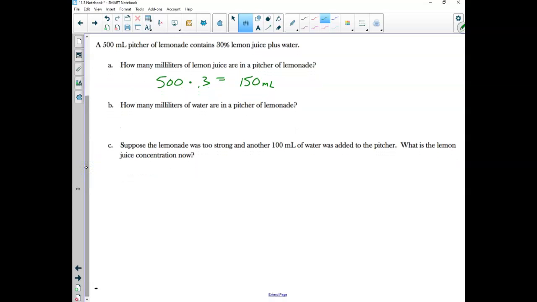And how many milliliters of water are in the pitcher of lemonade? Well, that's a pretty obvious question. If there's 500 milliliters total and I subtract the 150 milliliters of lemon juice, that only leaves me with 350 milliliters of water in there. Okay, suppose the lemonade was too strong. You're like, ooh, it's pretty lemony. And another 100 milliliters of water was added to the pitcher. What is the lemon juice concentration now?